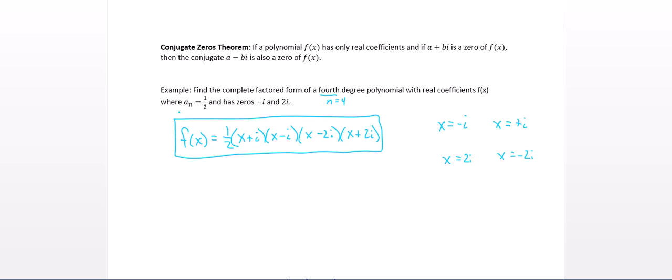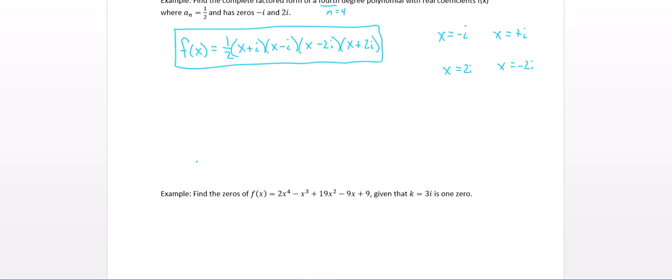Every time before you enter an answer in your homework system, or even leave it on paper if that's the way you're going, make sure to read the instructions. Make sure, are you looking for the zeros or are you looking for the factored form? Or do you need to write the polynomial in standard form? There's three different ways we could go with this type of problem.